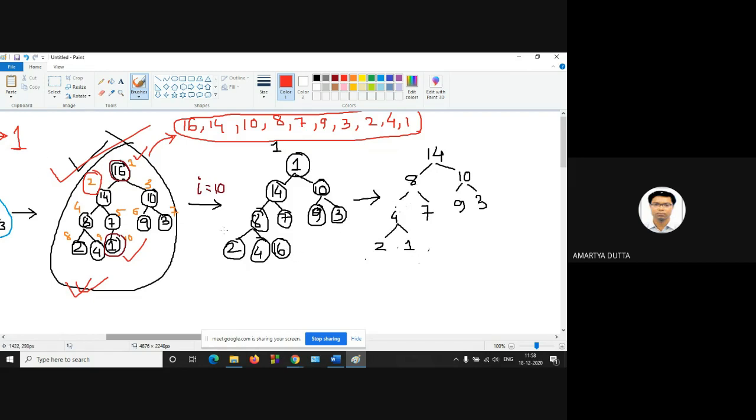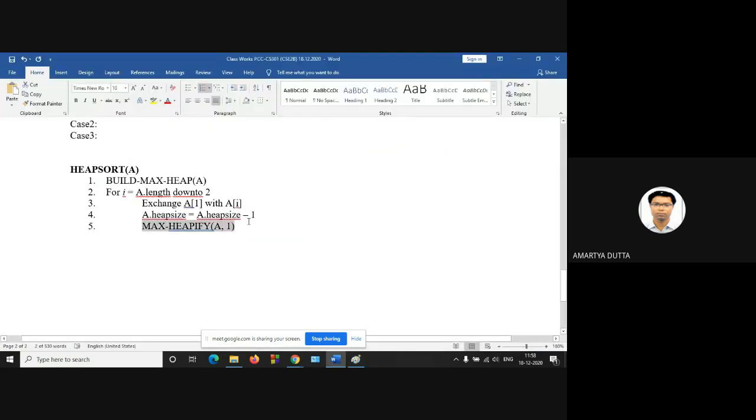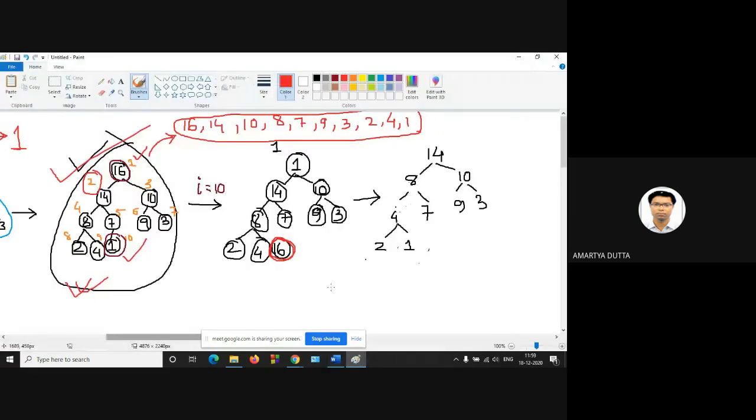So the last element is exchanged with the first element. So 16 now is at the last position. Then break the connection from the parent to the 16. How? Because at line number 4, we decrease the size: heap size is equal to heap size minus 1. Is it clear?